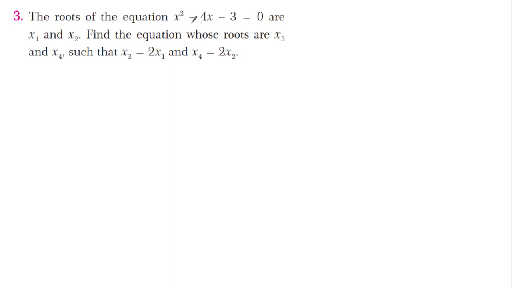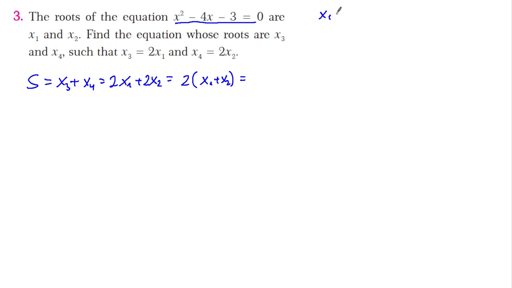The roots of this equation are x1 and x2. Find the equation whose roots are x3 and x4 such that x3 is 2x1 and x4 is 2x2. Alright, so we have to find the sum x3 plus x4. That means the sum is 2 times x1 plus x2. Well, we can find the sum using Vieta's formulas. From here we know that x1 plus x2 is minus b over a. That means it's minus b, it's negative 4 over 1, that's 4. So it's 2 times 4, 8.